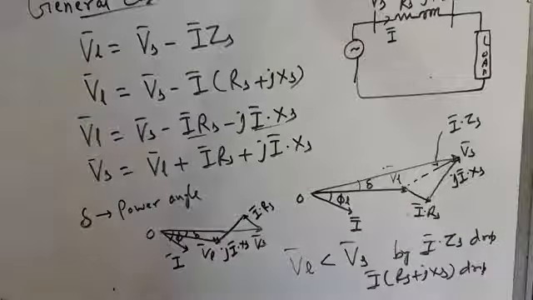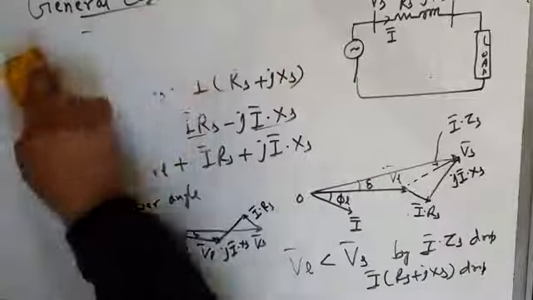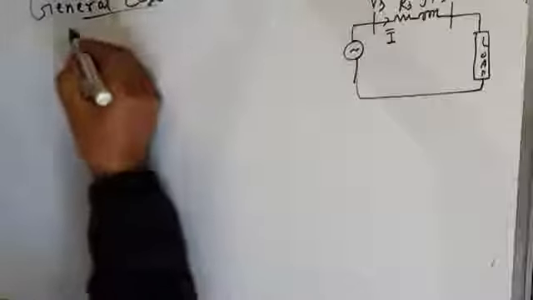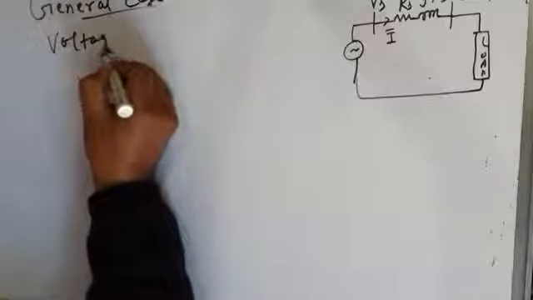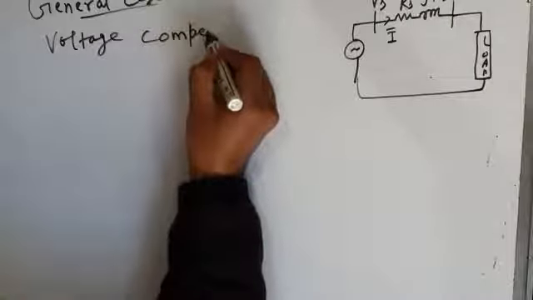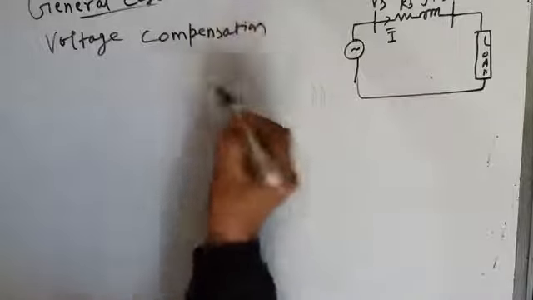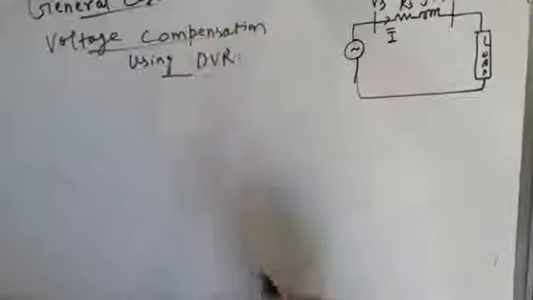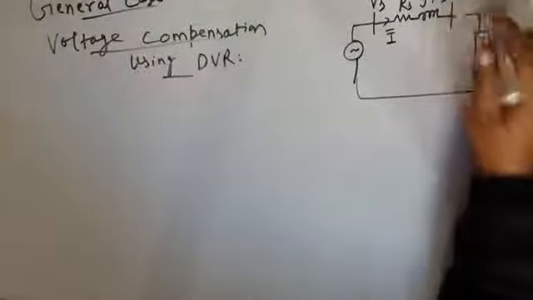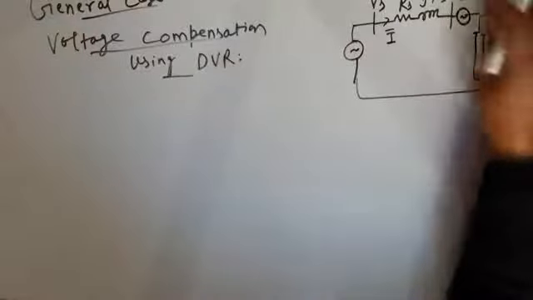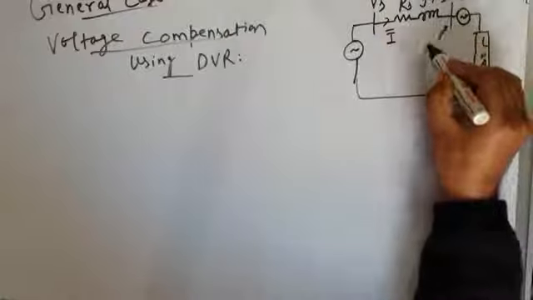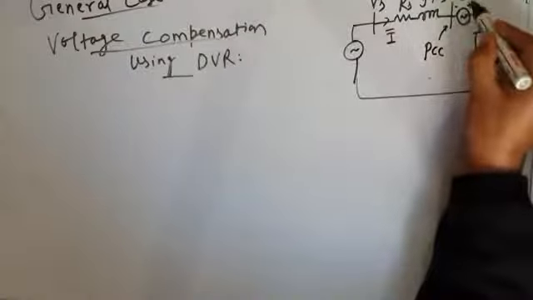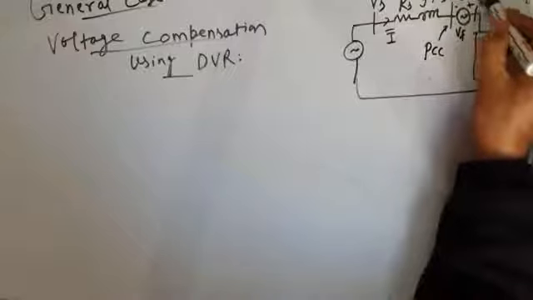Now let us try to compensate for the voltage drop and regulate the load voltage using DVR. So when we use DVR, see what happens. I will write here: voltage compensation using dynamic voltage restorer, DVR. Now I will connect a DVR here. This is my DVR. This is your voltage at the point of common coupling, VT. And this is the DVR injected voltage Vf, and this is your load voltage VL.